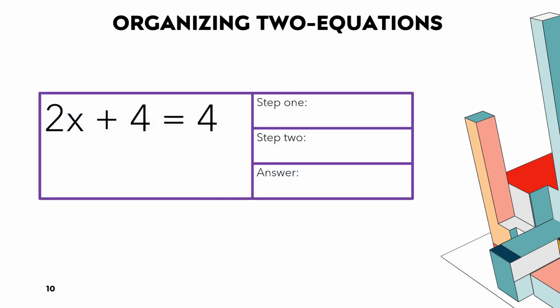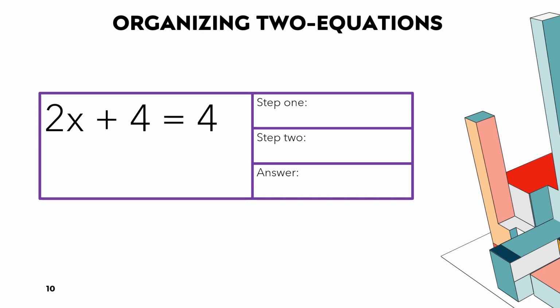Now that we have examined two equations, it is time to organize our work. On the practice problems, you will be given a problem that looks like this. The problem will be in a big box. In the box that states step 1, you will remove the constant. In this case, it is a +4 attached to the variable term, which is the term with the letter. In this case, the variable is x.